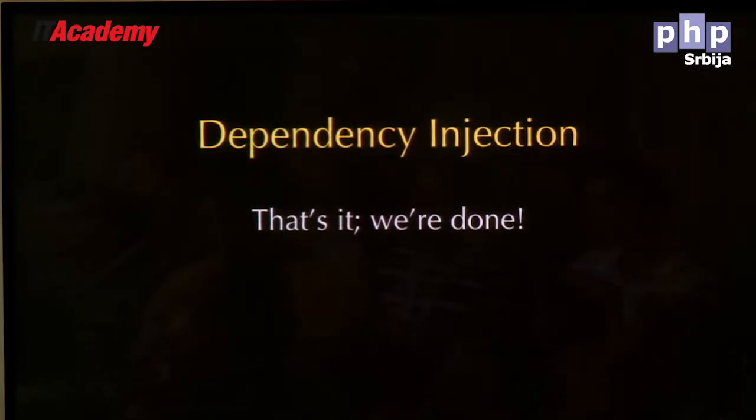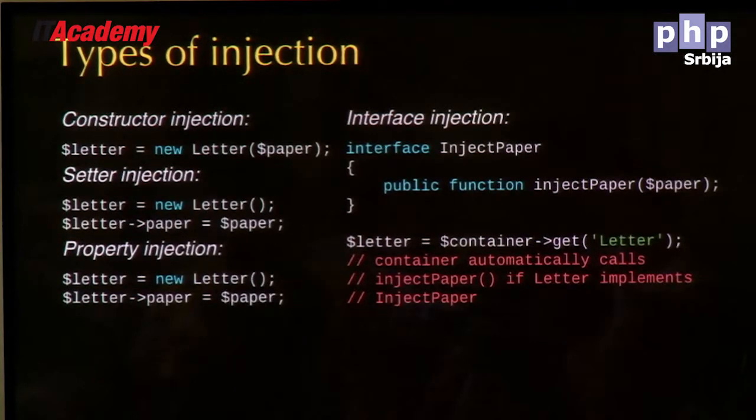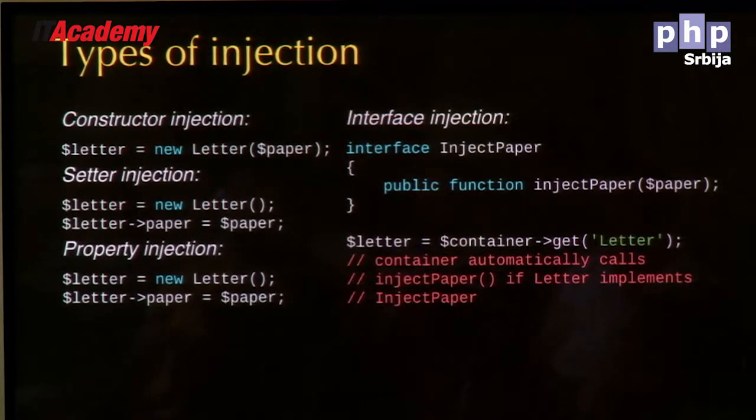Obviously, the nice guys from PHP Serbia wanted me to talk for a little bit longer than this, so I've got some more thoughts. So we're going to talk now about the types of injection. Because this is software, and we're software engineers, we're architects, we like to make things more complicated. So we have more words for things, we have more ways of doing things. So there are four common types of injection.